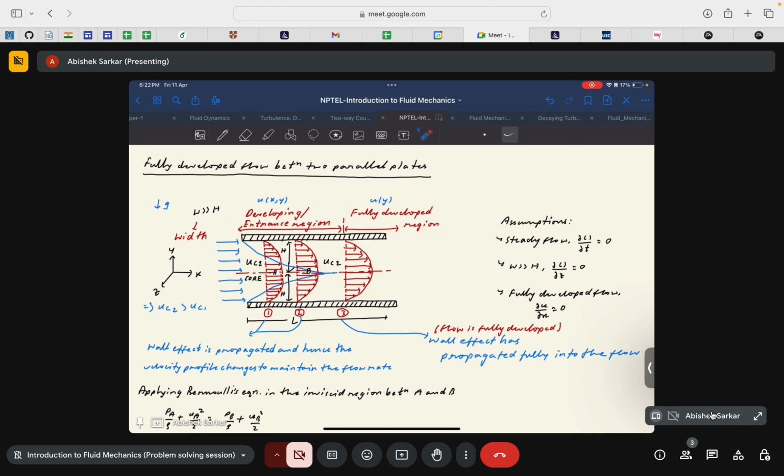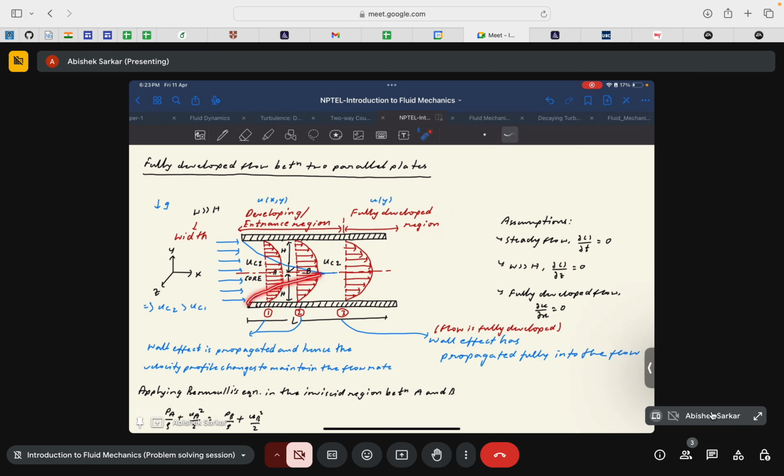Okay. So the key difference between the developing region and the fully developed region is how the velocity varies. In the developing region, the velocity is a function of both x and y. But in the fully developed region, the velocity is only a function of y. Because in the developing region, when the fluid enters these two parallel plates, there will be a generation of boundary layer from both of the two ends of the plates.